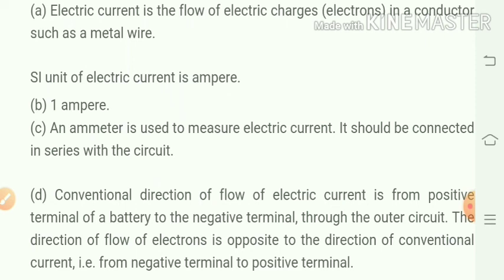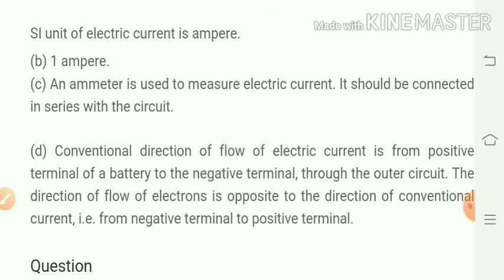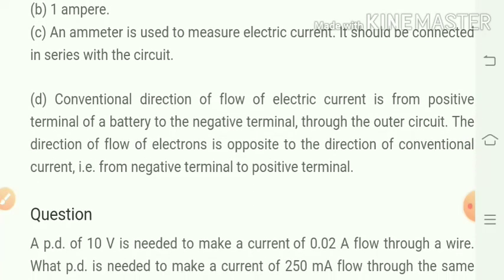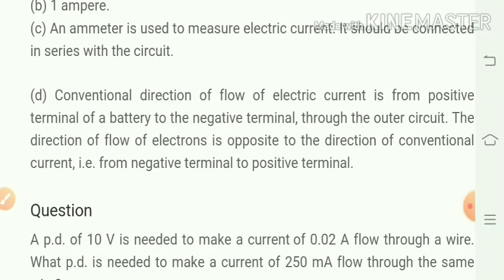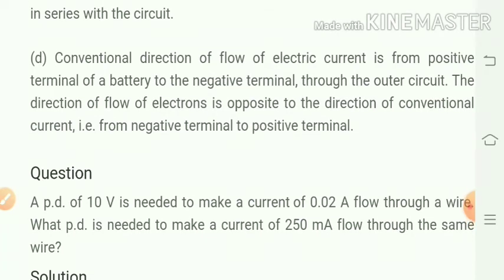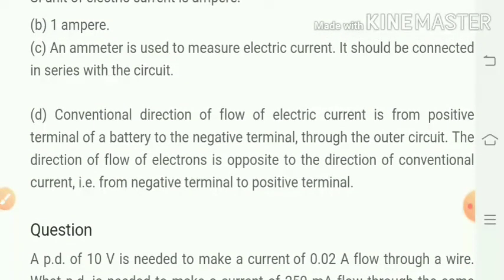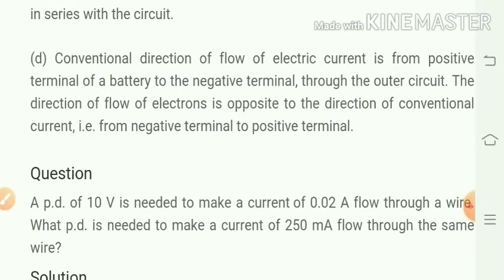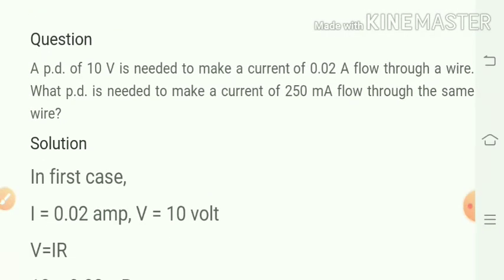When electric current flows through the electric charges in a conductor such as a metal wire, the SI unit of electric current is ampere, and an ammeter is used to measure the electric current. It should be connected in series with the circuit, and the conventional direction of the flow of electric current is always from the positive to the negative terminal.